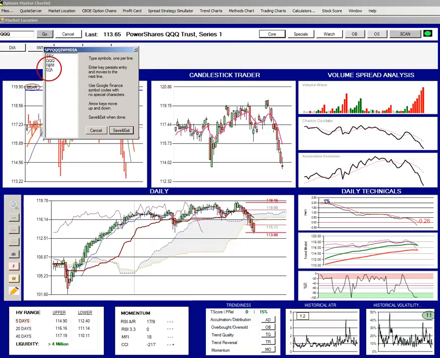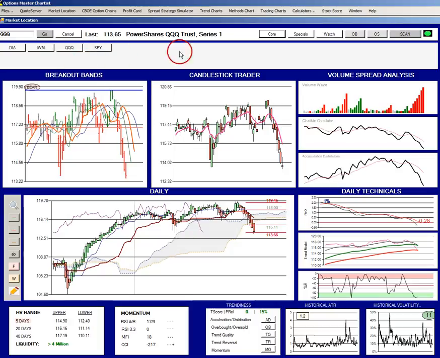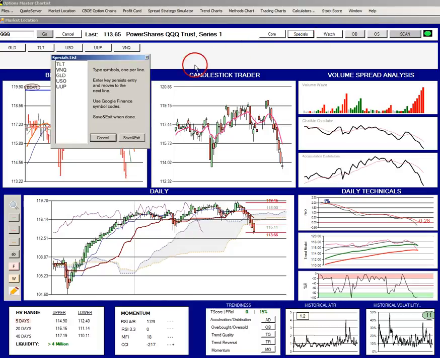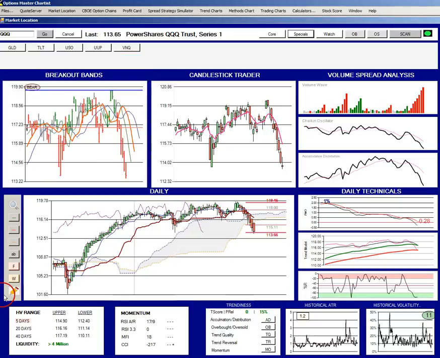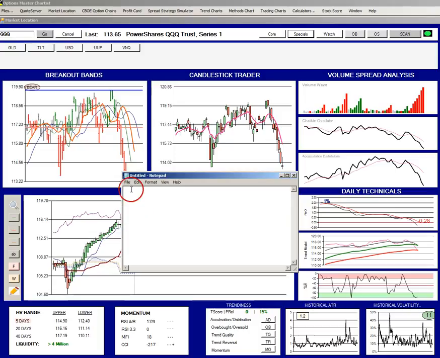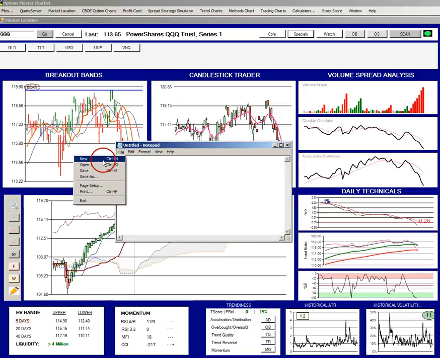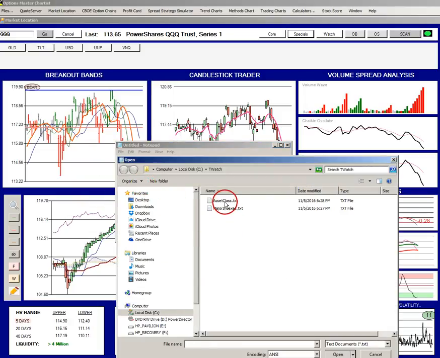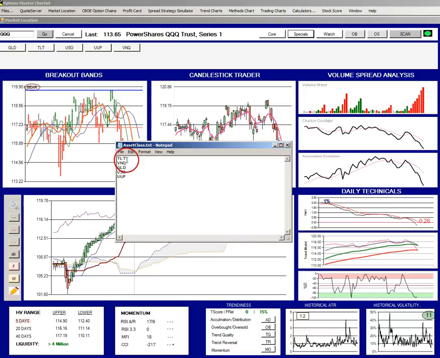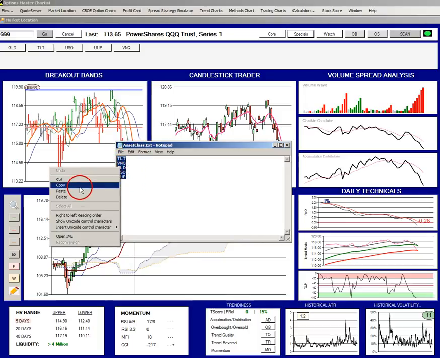But what I've done is I've added the four major indexes to the core list and some asset classes to the specials list. But the way you change things in the watch list is that you save lists of symbols in text files, and then you just copy and paste them into the different lists.